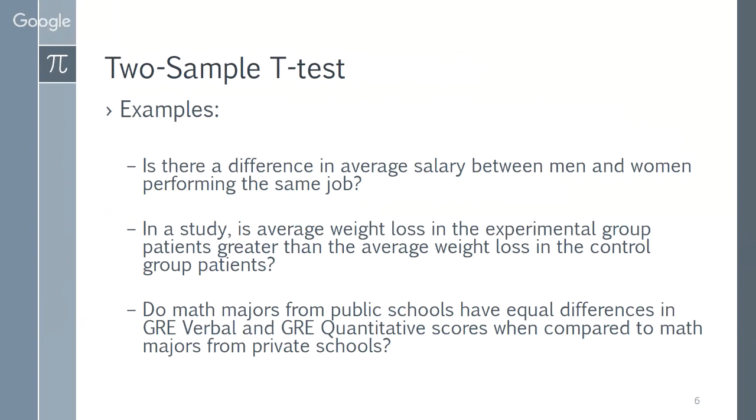So if we do that and we have those differences, now we do the same thing for math majors from private schools, and we have differences from the private school math majors, and now we have two samples again. We have differences for public school math majors and differences for private school math majors. So now on those differences, we can do a two-sample t-test.